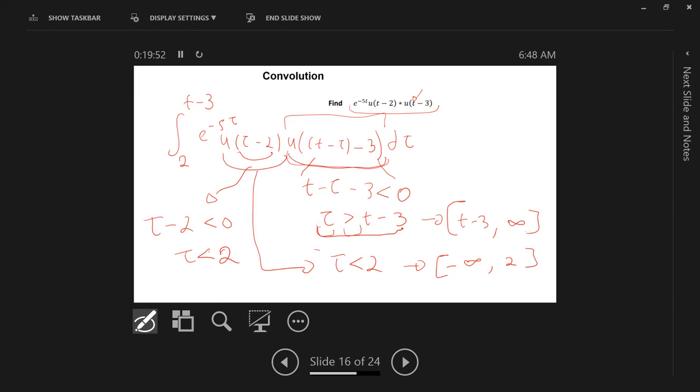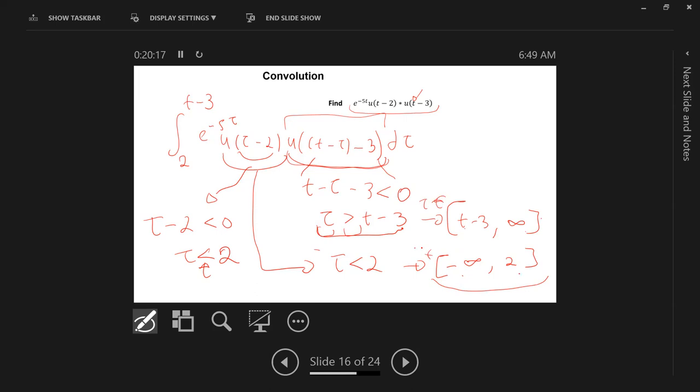Yeah, so that's kind of what I'm trying to say. Here it says tau less than 2. So that means tau from negative infinity to 2, because those are all the possible taus, right? And here it's tau greater than t minus 3. So it's really t minus 3 to infinity. It could be any of those values. So tau belongs to this, and tau belongs to this.